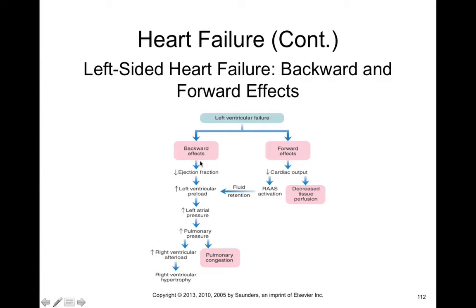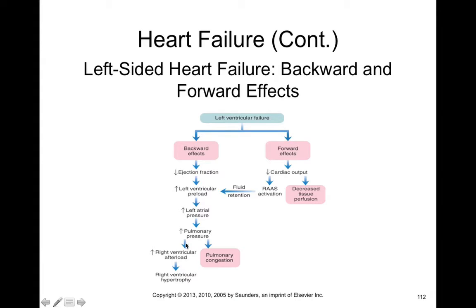So the backwards effects are going to affect basically the pulmonary circulation. Due to a decrease in ejection fraction, so that the left ventricle is not pumping out as much blood, we see an increase in left ventricular preload, which means that there's more blood in the left ventricle. This is going to increase left atrial pressure because blood's now backing up into the left atrium. And that's going to lead to an increase in pulmonary pressure because then blood's going to back up through the pulmonary veins into the pulmonary vessels. And that pulmonary congestion can lead to things like pulmonary edema. So that's one of the backwards effects of left-sided heart failure.